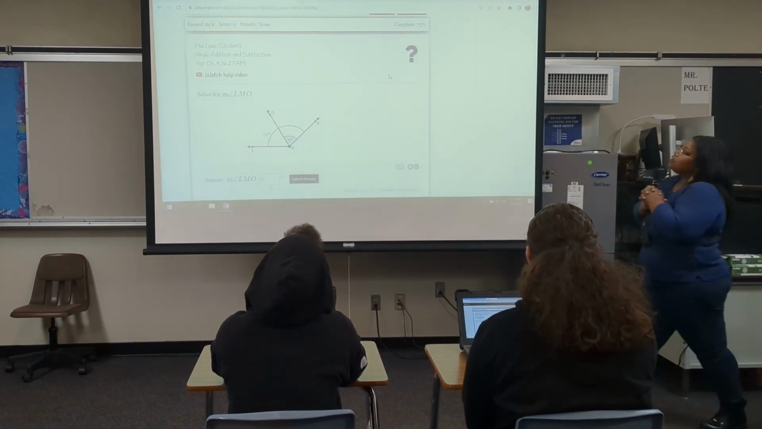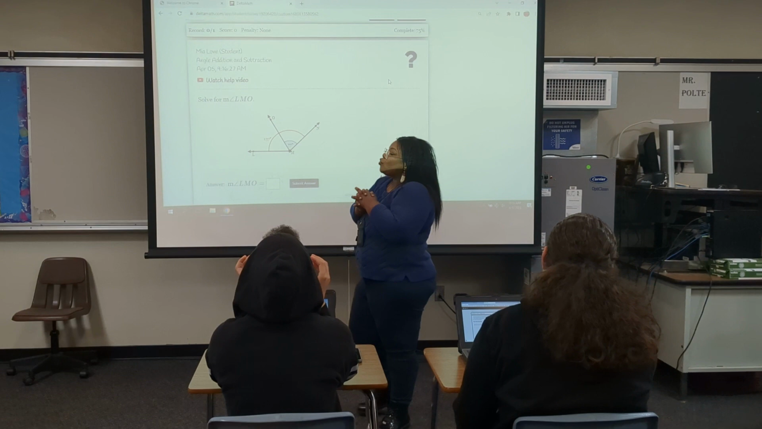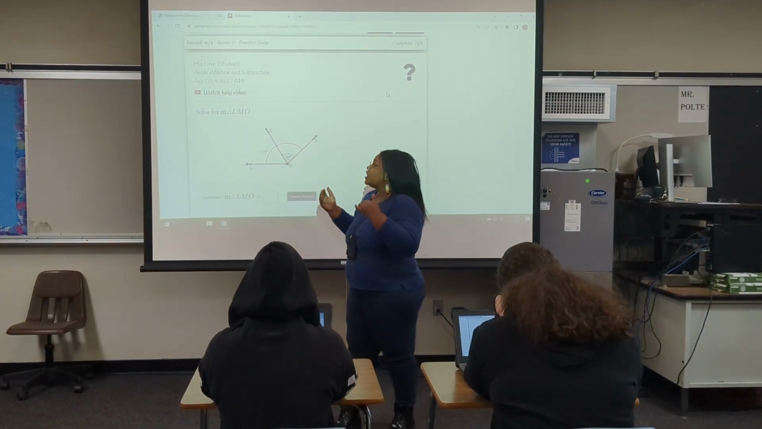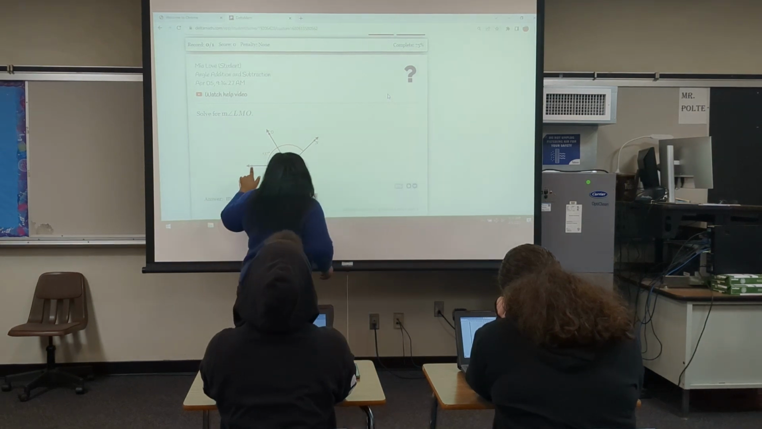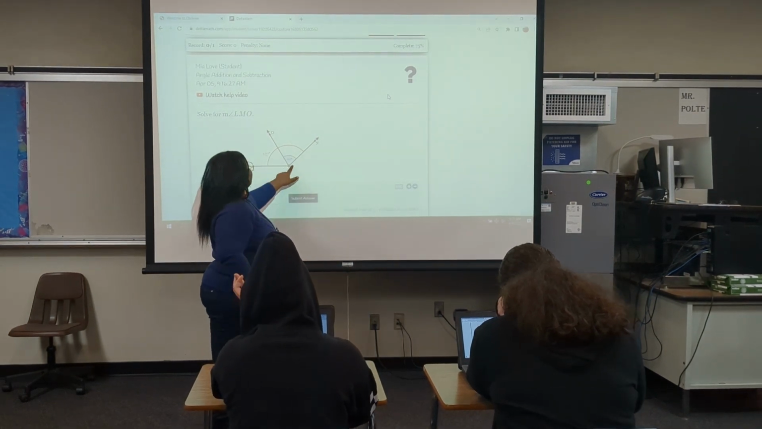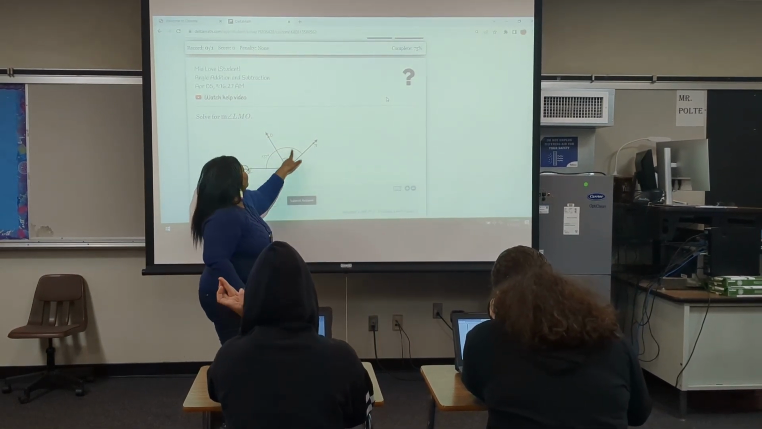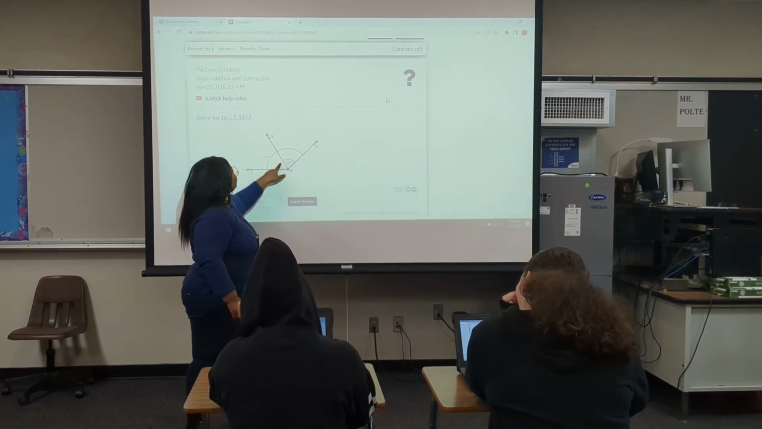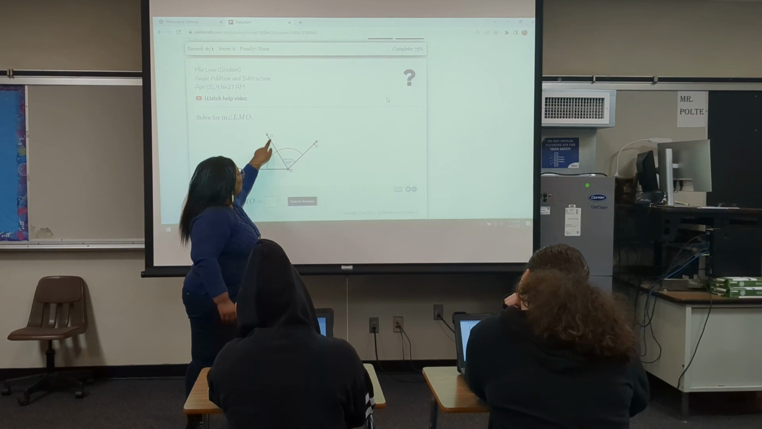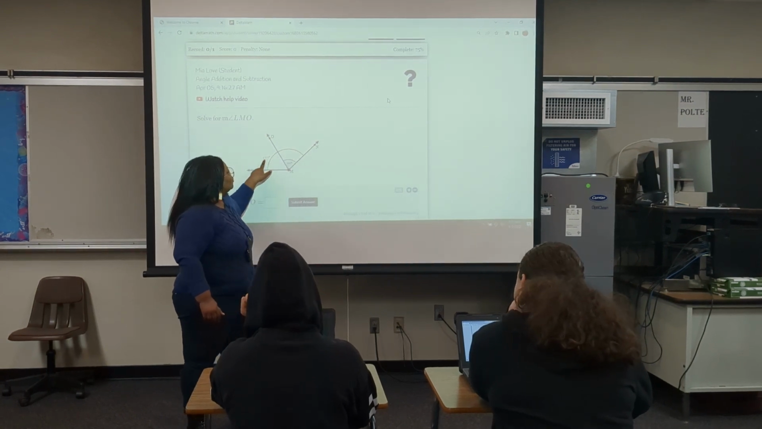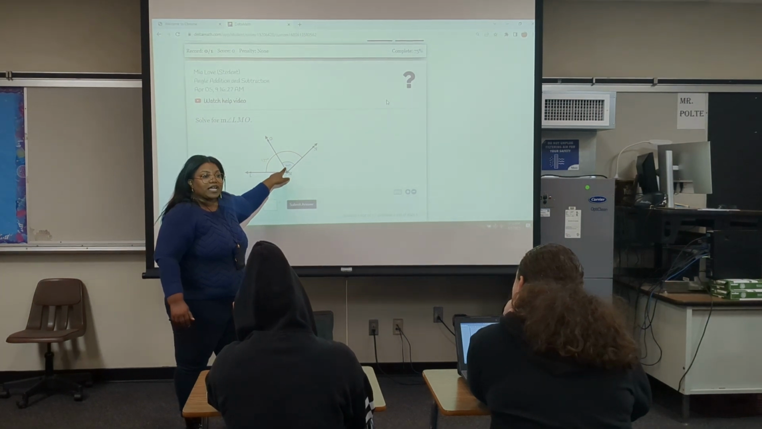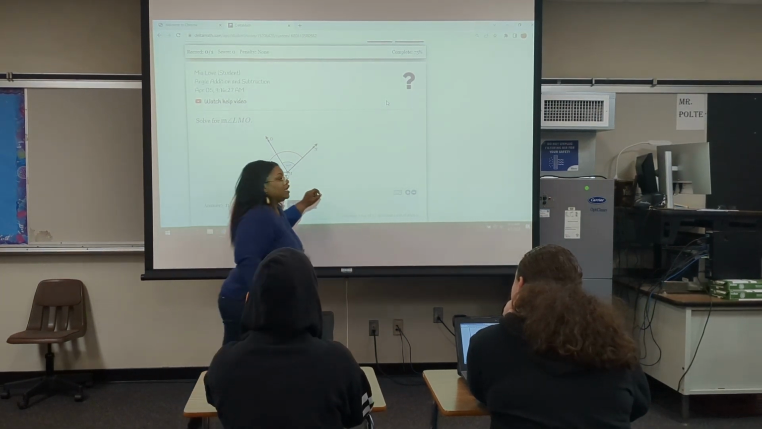All right, so what are we doing with this one? Are we adding or are we subtracting? We're subtracting, that's right. So we're gonna be taking LMO, this whole little area right here, which is 137, and we're gonna be subtracting it by this small area right here, which is ONN. So 137 degrees subtracted by 77, what is that, guys? 60. 60, thank you.